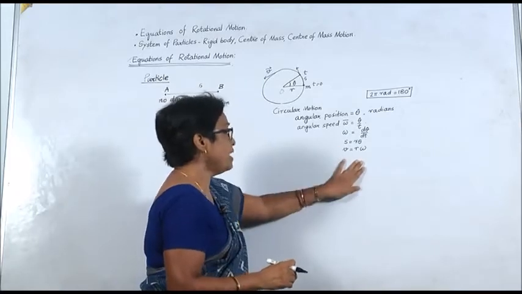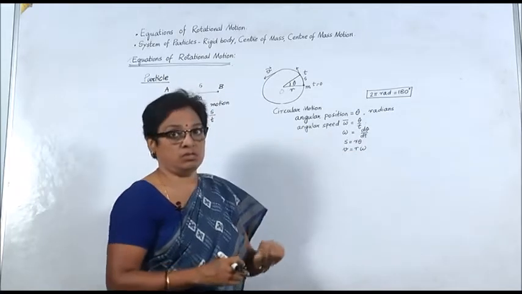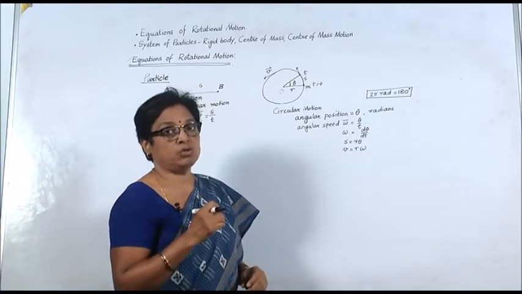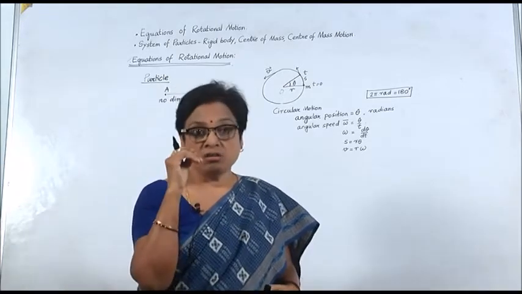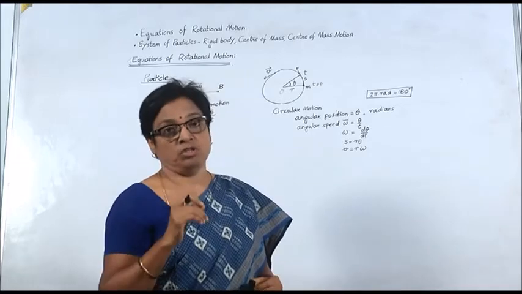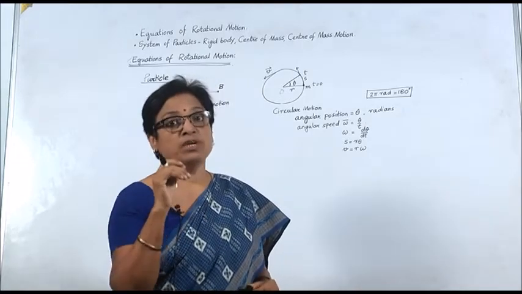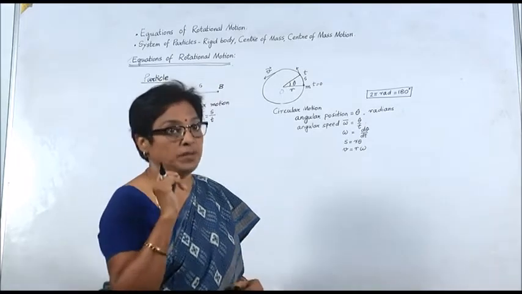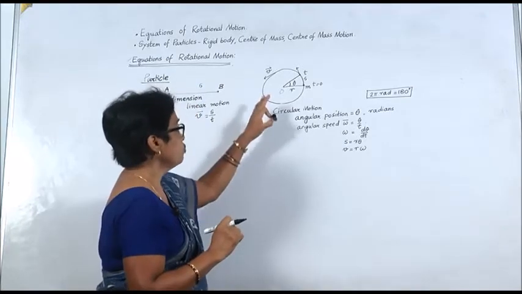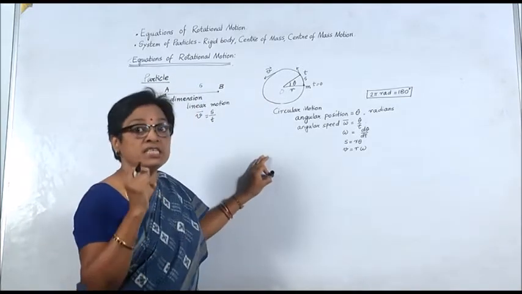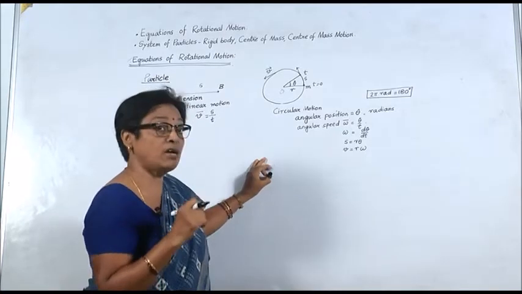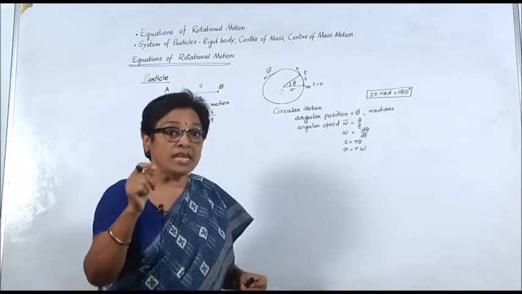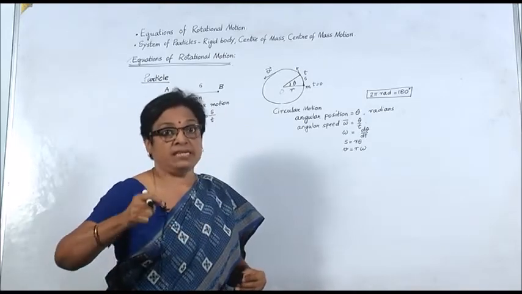So, what happens when omega changes? The angular speed changes. Angular speed is the rate of change of angular position, or rate of angle covered per unit time. Now, suppose a body is moving with changing angular speed. So, what is angular speed? It means the time to cover this entire thing.